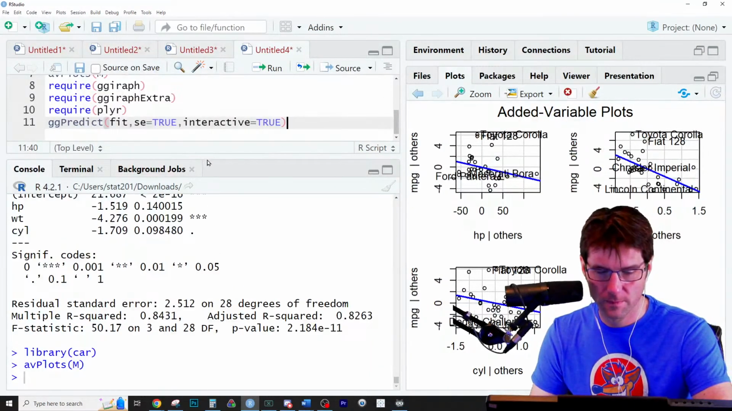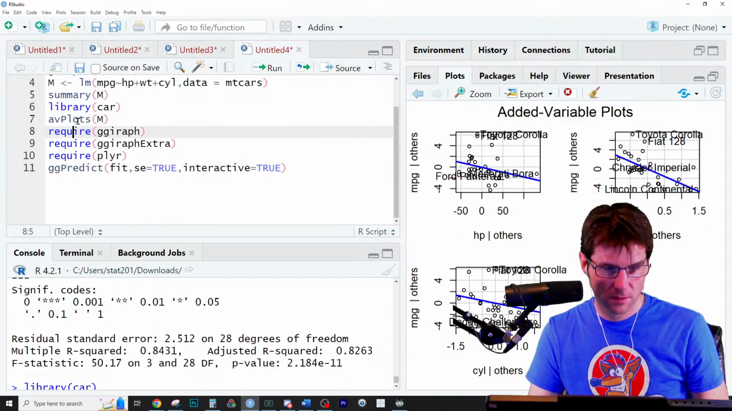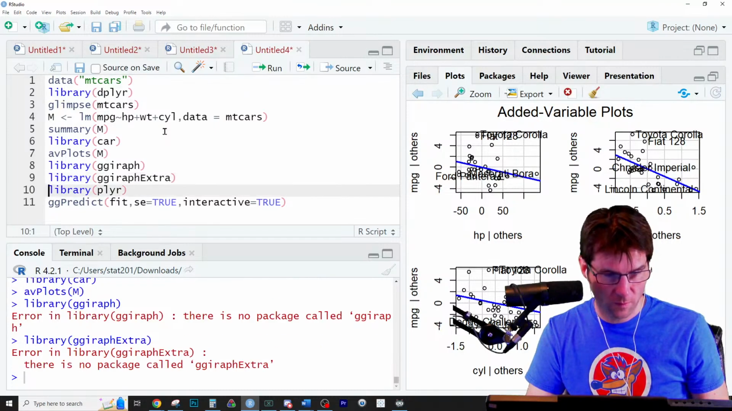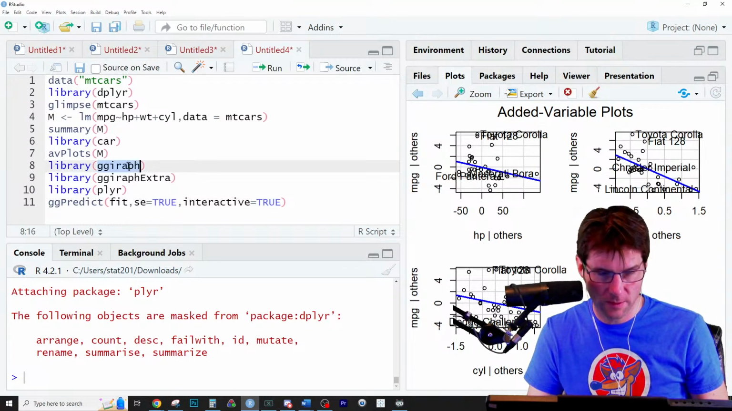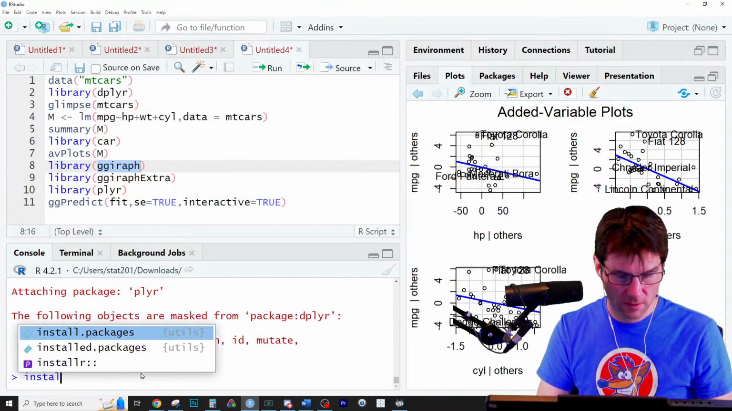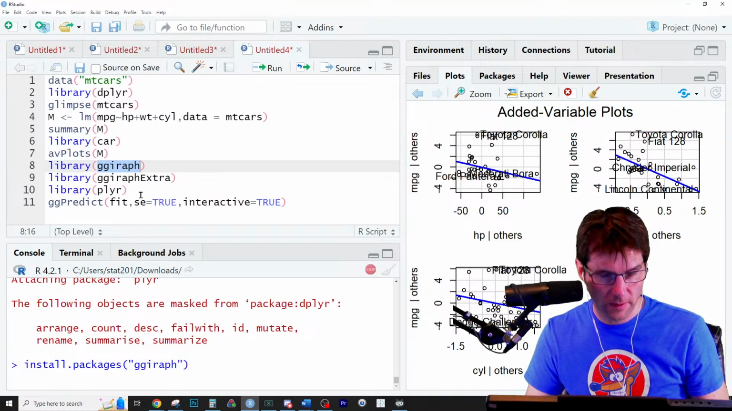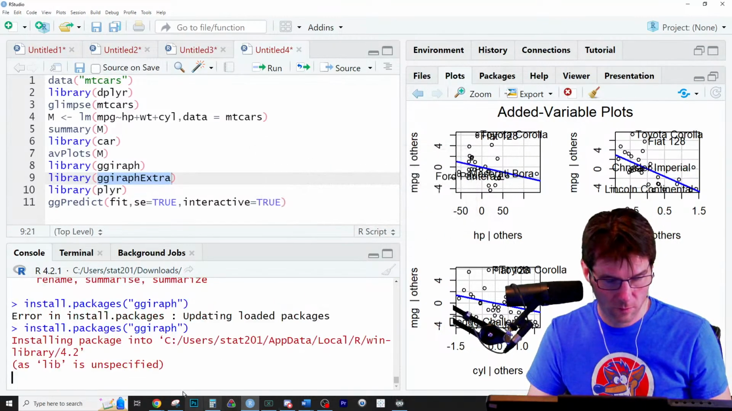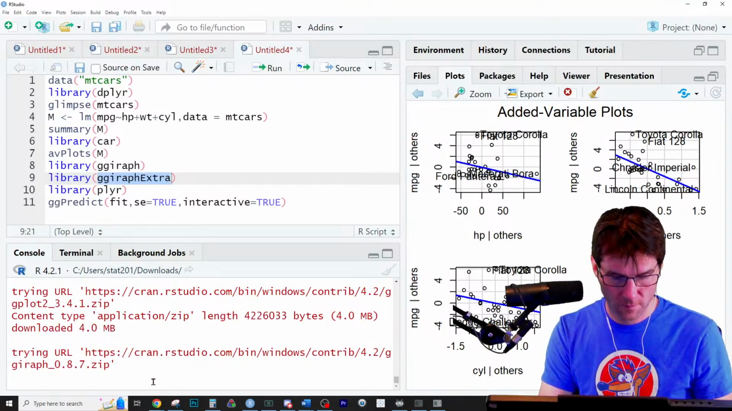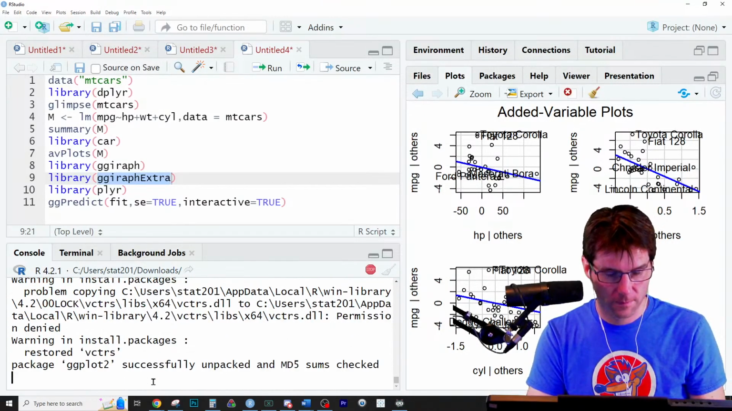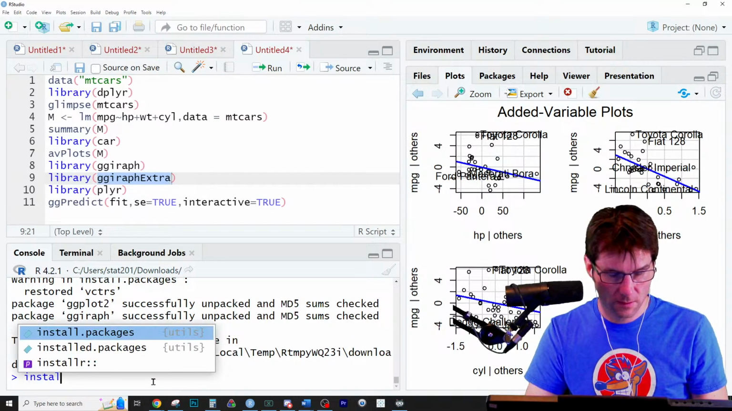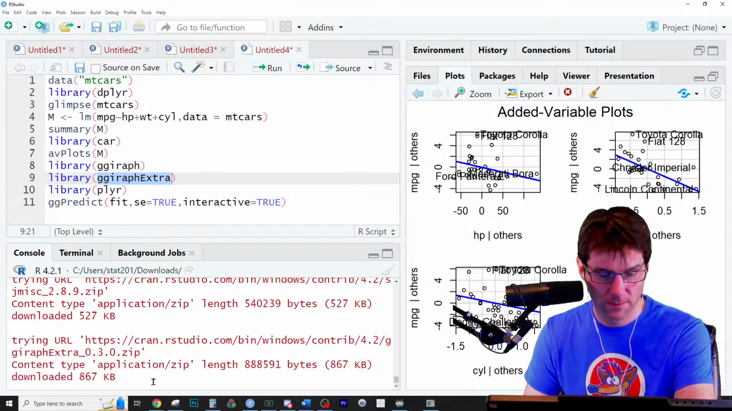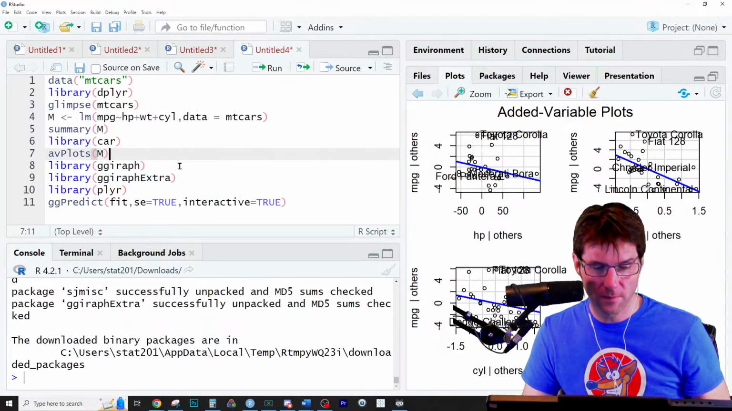Let's take a look at this. Okay, do I have these? I might need to install these if I don't have them. Nope. Nope. Oh, I do have that last one. Okay, so installed packages. There we go. Nope. Going to install that one. Looks like it did it. There we go. ggRandomForests extra. There we go.